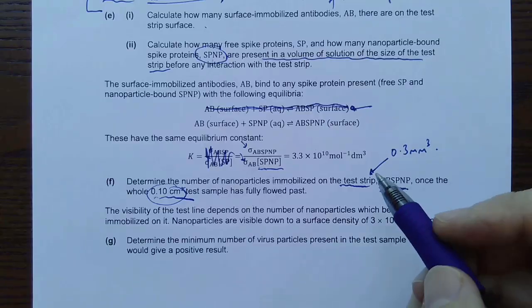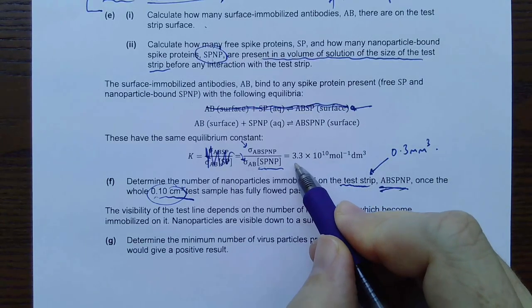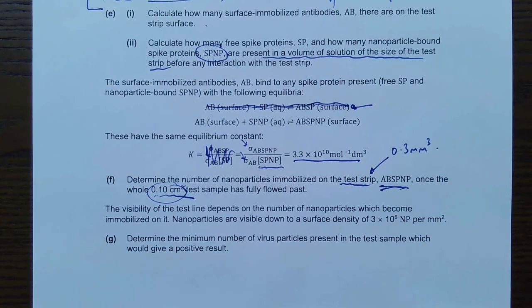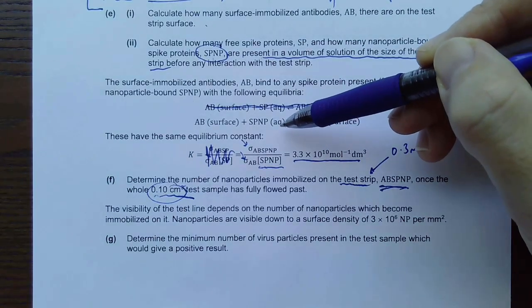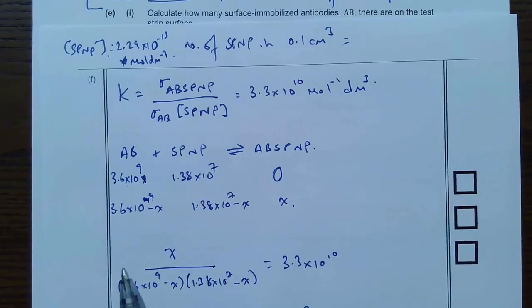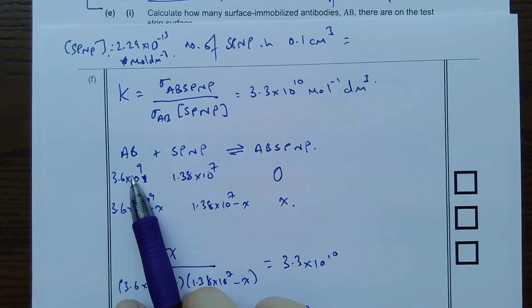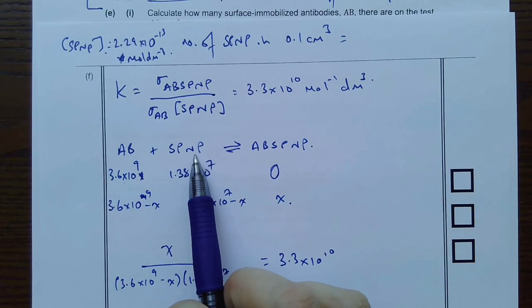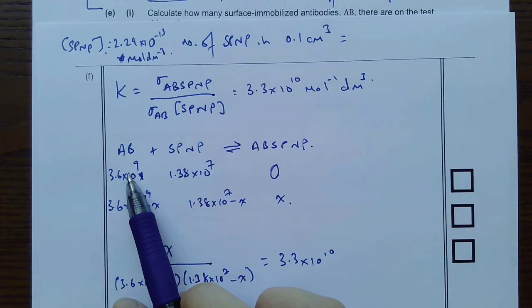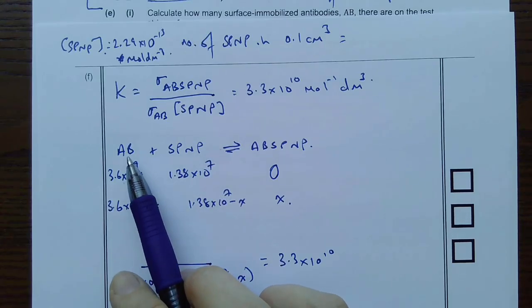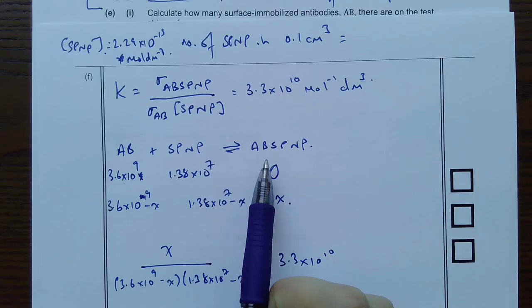the thing that you can realise is that this number here is massive. Well, it's not huge, but it's a fairly large equilibrium constant. So what that means is that all of this equilibrium is going to happen, right? And I know that I've got 300 times more antibodies than I have spike protein nanoparticle things. So this number is 3 times 10 to the 9. This is 1 times 10 to the power of 7. So I've got 300 times more of these than I have of these, and I've got a massive equilibrium constant.